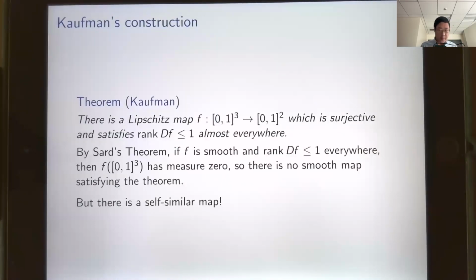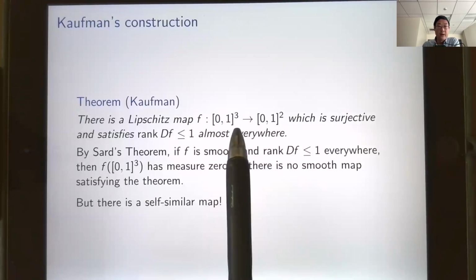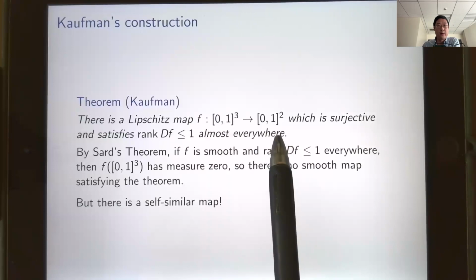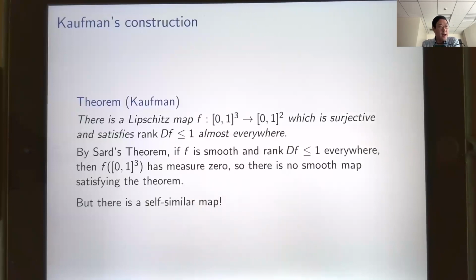So this is Kaufman's construction. There's a lot of flexibility here. You can use different domains, different targets, and the key fact here that makes this work is really that the dimension of the domain is bigger than the dimension of the target, so that you can have 64 cubes on one side and 64 squares on the other side, all of the same size. So there's a lot of flexibility here.